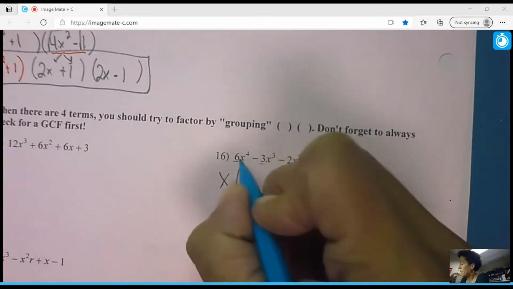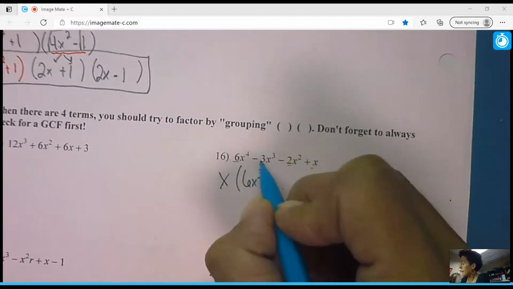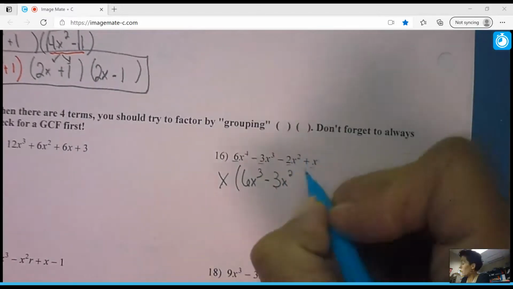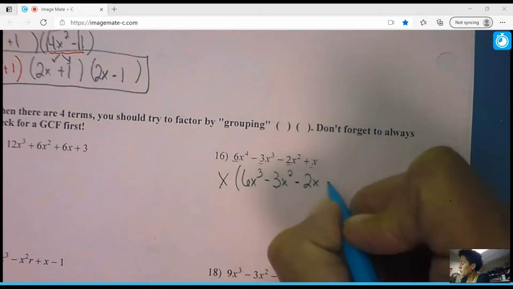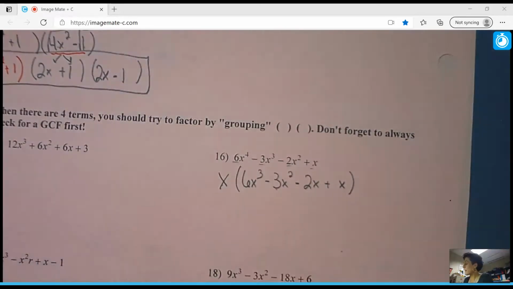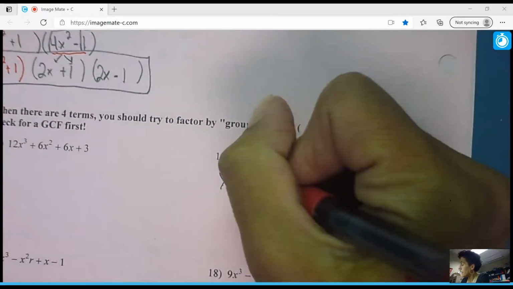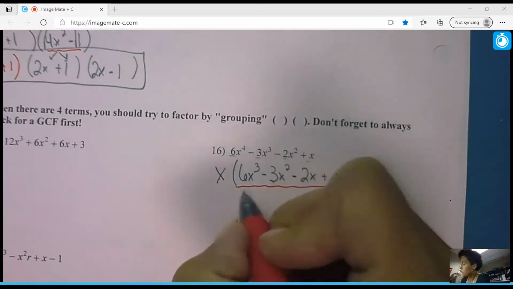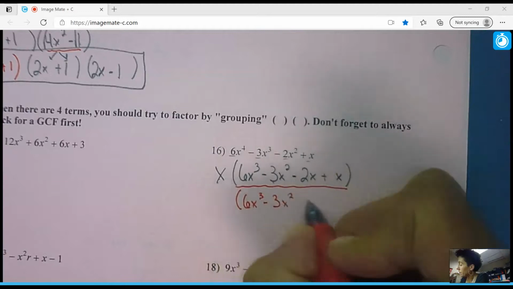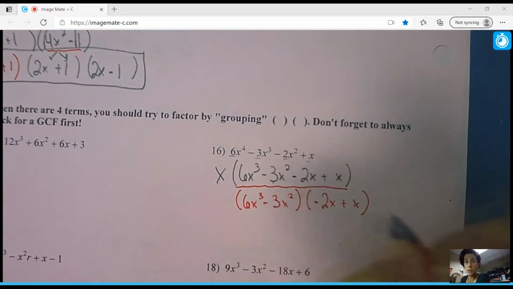So x and what makes 6x to the 4th? Well, that's 6x cubed. X and what makes negative 3x cubed? Well, that'll be a negative 3x squared. Basically, it's just what it was, but all of the x's just drop down by 1. So this is a GCF. So now what I'm going to focus on is just what's in here, these 4 terms. And so to not confuse things, I'm just going to rewrite it here. And as I rewrite it, I'm going to put the first 2 in parentheses and the last 2 in parentheses.